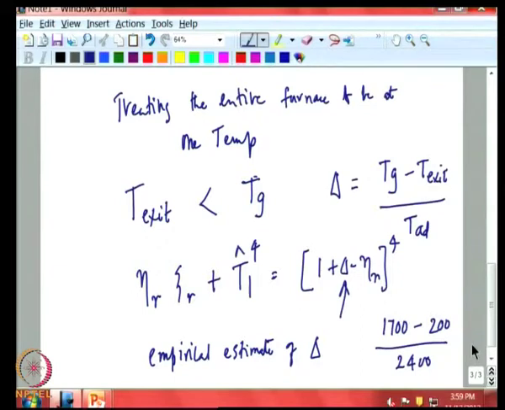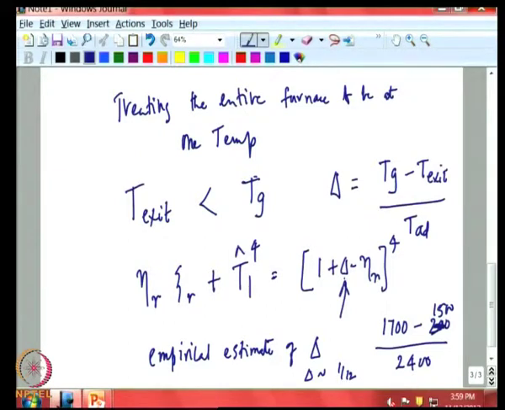Okay. So, you can estimate delta from here; the exit is 1500. So, 200 by 2400, so delta will be of the order of 1 by 12, okay, 0.1. This 0.1 will not introduce a large error, and this can easily be accounted for.